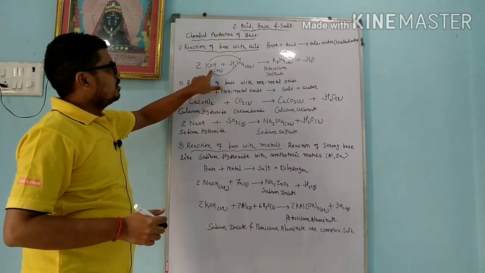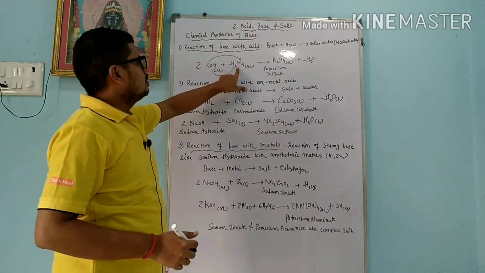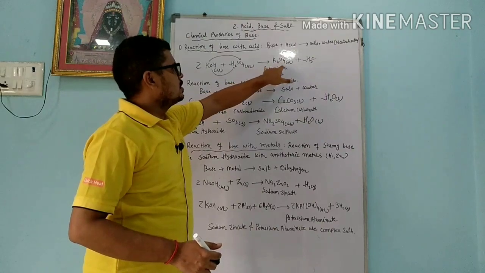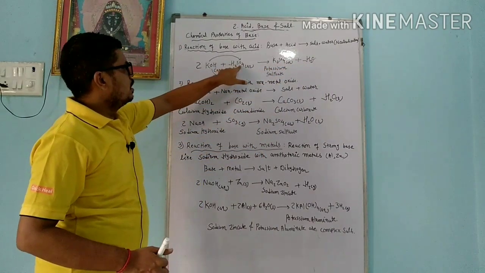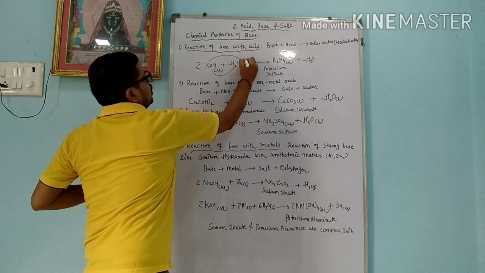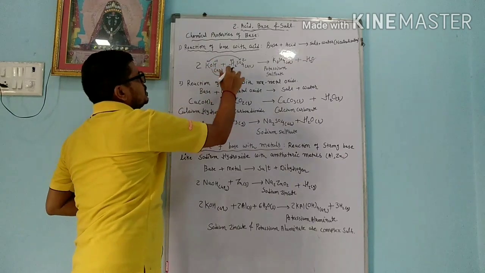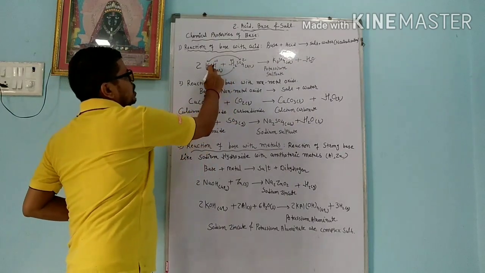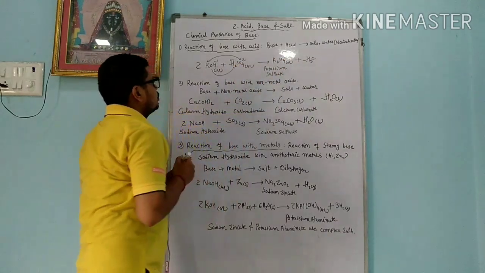2 mole of potassium hydroxide react with 1 mole of sulfuric acid, gives 1 mole of potassium sulfate plus 1 mole of water. How to remember the reaction? We know that SO4 is minus 2, hydrogen is plus 1, K is plus 1, OH is minus 1. Just exchange H and OH, H2O, K and SO4, K2SO4.